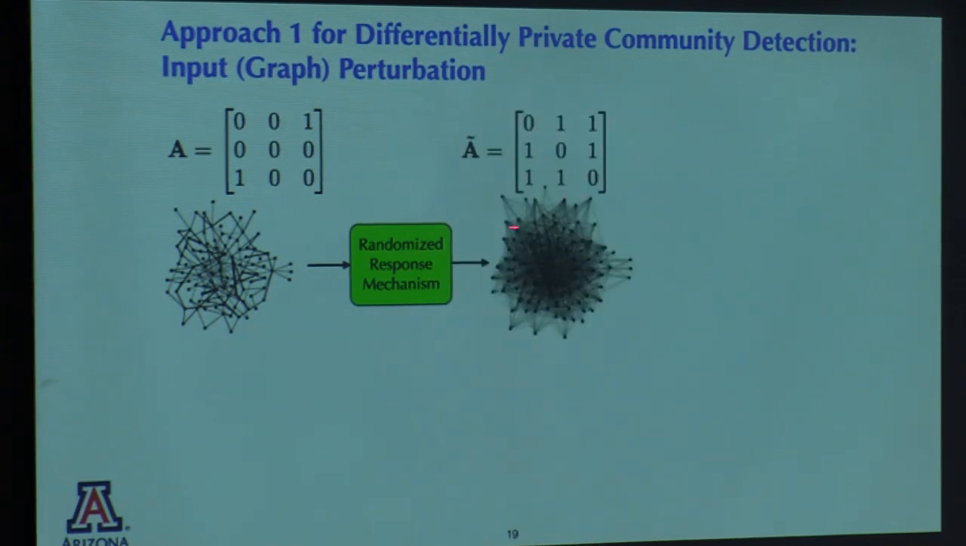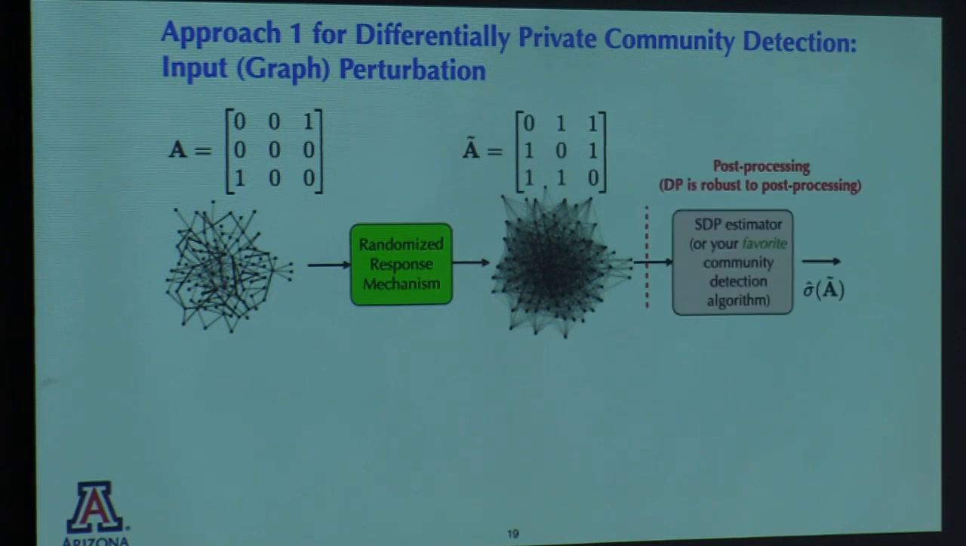What I will do is take each edge and either keep it or flip it with some probability. So I'm going to get a different matrix A tilde out of this. And I'm going to do this independently, in an IID manner, for each edge. I'm not going to do correlated flipping or complicated stuff, just a very simple mechanism. Then once I get this A tilde, this new adjacency matrix, I'm going to give this as input to your favorite community detection algorithm, and then I'm going to get an estimate out of this.